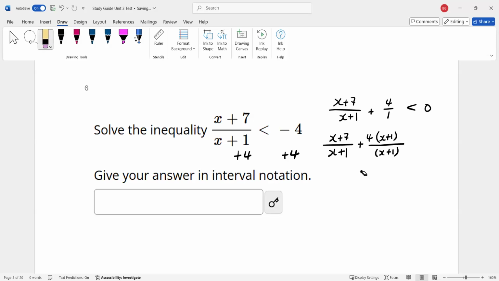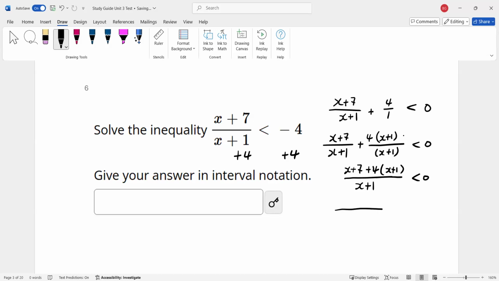I'm going to multiply both top and bottom by x plus 1, to make the two rational expressions have the same denominators. Since now they have the same denominators, we are going to keep the bottom and solve the top: x plus 7 plus 4 times x plus 1.